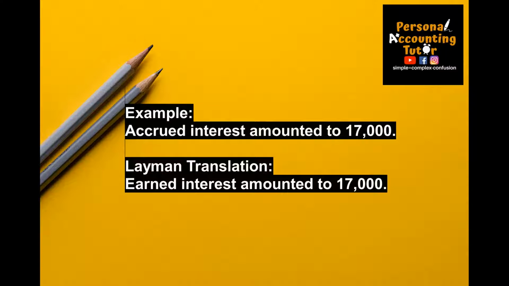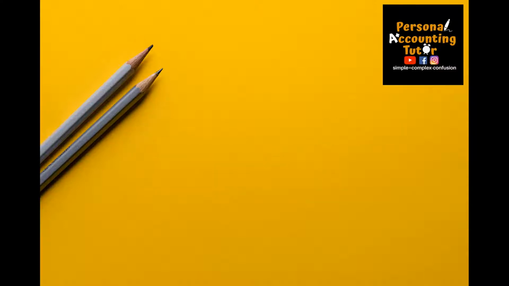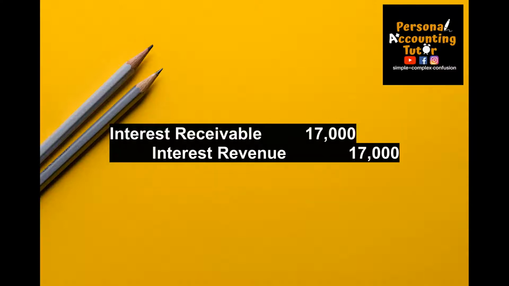Example: if the problem states accrued interest amounted to 17,000. Now, the layman translation for that will be earned interest amounted to 17,000. So notice the word accrued replaced by the word earned. So the entry will be debit interest receivable 17,000, credit interest revenue 17,000.